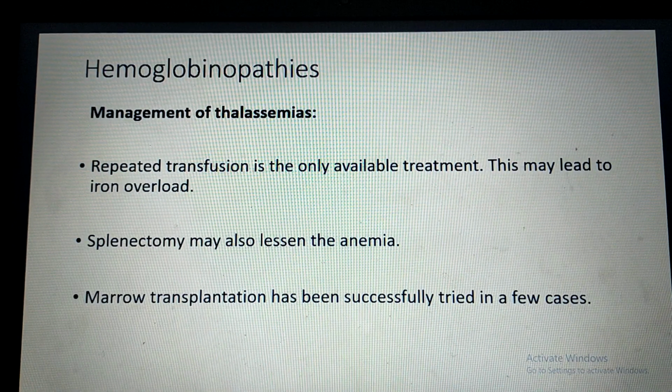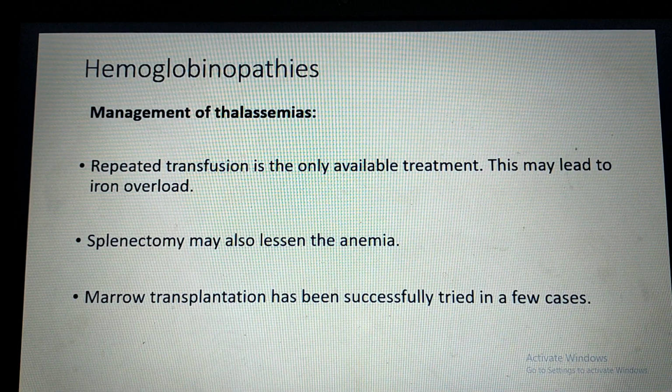Now how do you manage thalassemias? Repeated blood transfusion is the available treatment, but this may lead to iron overload. When you are giving blood, it contains hemoglobin, which contains iron. So due to repeated blood transfusion, the iron gets deposited in the body, and this iron mainly damages the liver, leading to liver cirrhosis.